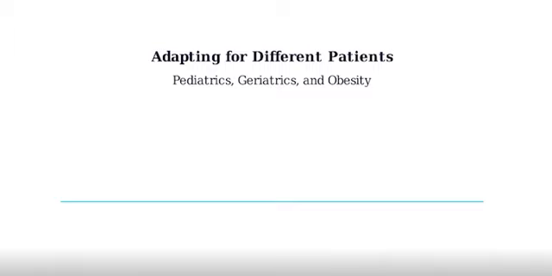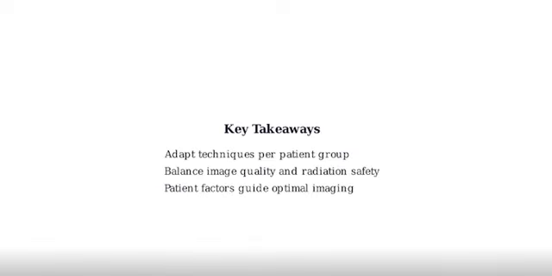For geriatric patients, mobility limitations are common. We might need to adjust positioning to accommodate reduced flexibility or use supportive aids. The goal is to ensure patient comfort and stability during the examination. When imaging obese patients, we often need to increase the kVp to penetrate the thicker tissue layers effectively. This adjustment helps maintain image quality without compromising diagnostic value. The key takeaways here are that we must adapt our techniques based on patient factors, always balancing optimal image quality with minimizing radiation exposure, and remembering that each patient group requires thoughtful consideration for the best outcomes.